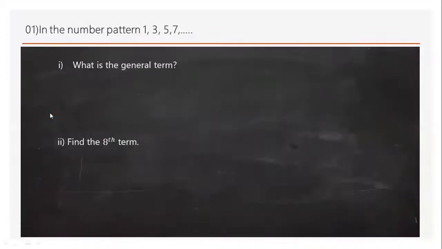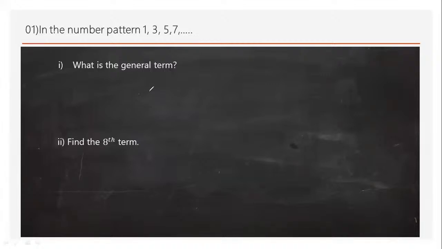In the number pattern 1, 3, 5, 7, what is the general term? According to these numbers, with your experience, you can understand which type of number pattern this is. This is an odd number pattern. What is the general term?